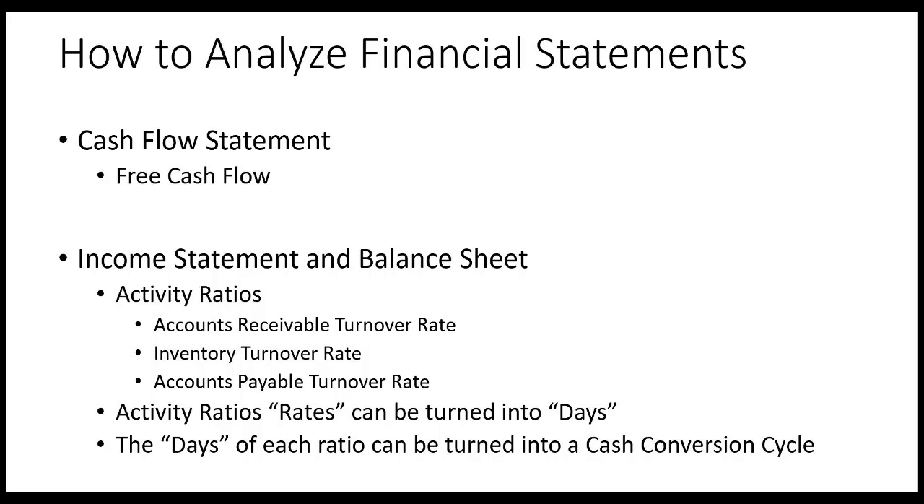Then, using the income statement and the balance sheet together, you can analyze what are called activity or efficiency ratios. The ratios you would examine are the accounts receivable turnover, inventory turnover, and accounts payable turnover. These ratios look at how well the company is managing their working capital, or the cash that is being generated and used in the operations of the business.